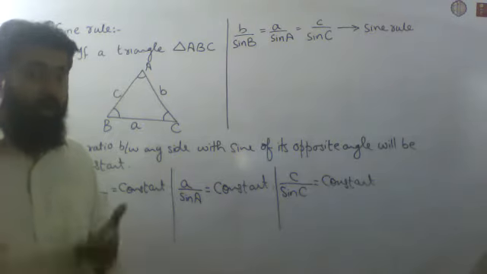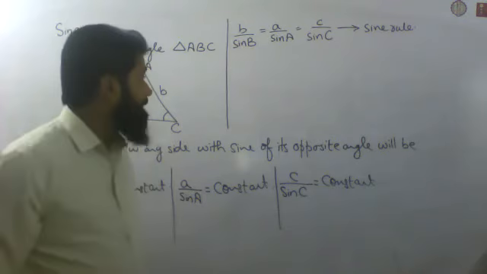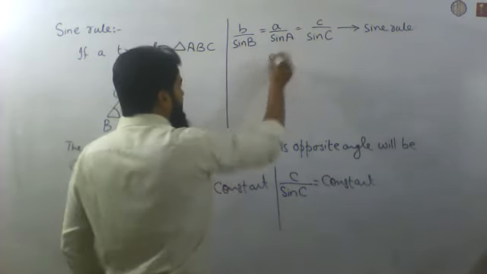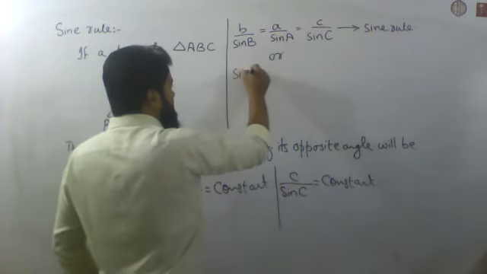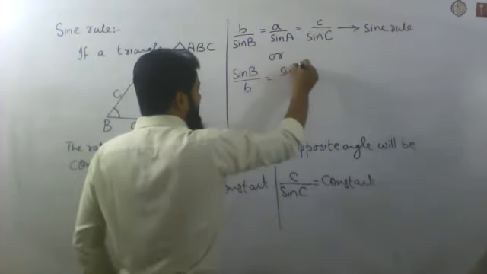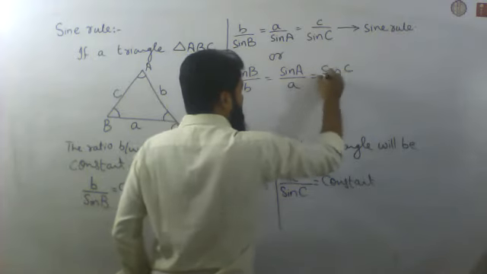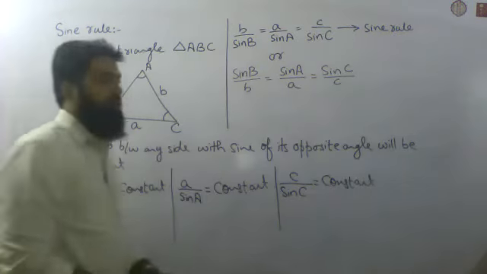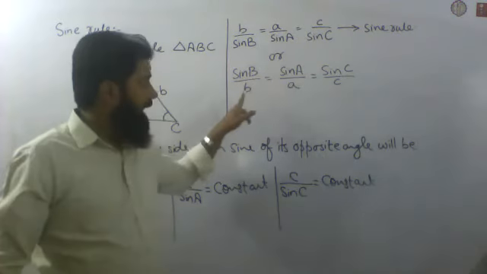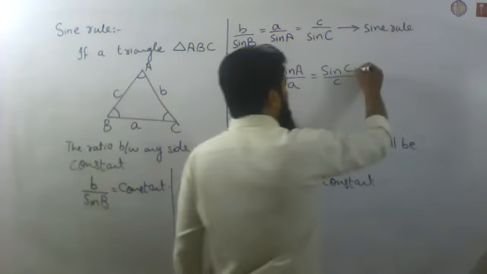It's a ratio. I'm not saying that one has to be in the numerator and one in the denominator. The same thing which is written over here can be written as sine B over B, sine A over A, and sine C over C. So this is also your sine rule, and this is also your sine rule. Sine rule can be written in both ways.